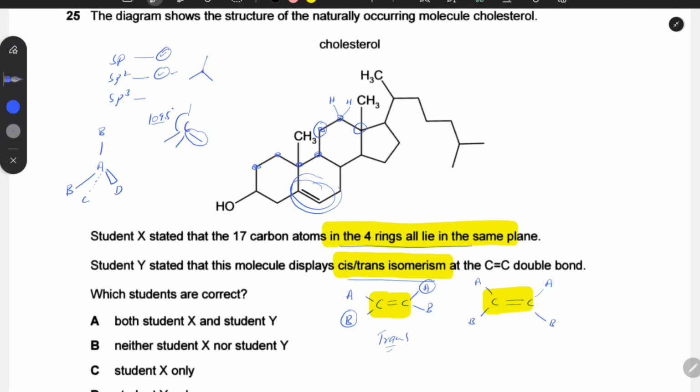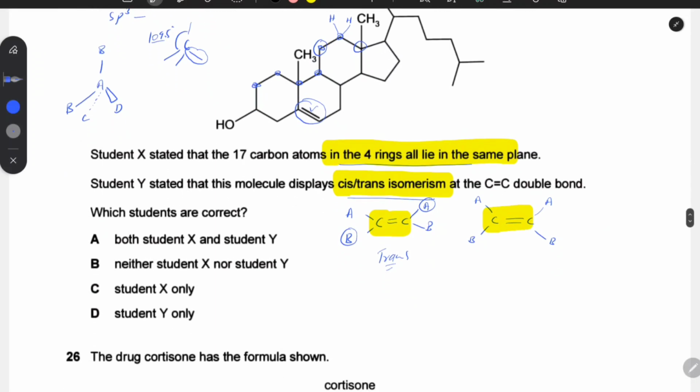But when you rotate this one, do you think you can have any other structure or any other isomer? No, because this carbon double bond carbon is part of this ring, and in this ring we cannot rotate these two carbon atoms. That is why it cannot have cis trans isomerism. So both students are incorrect. So that is why option B is the correct option.